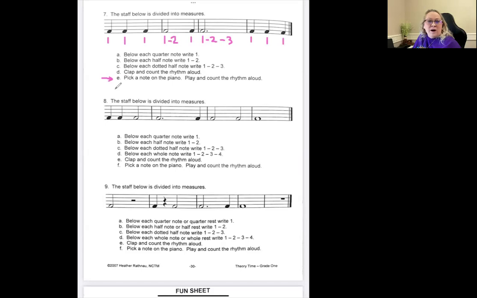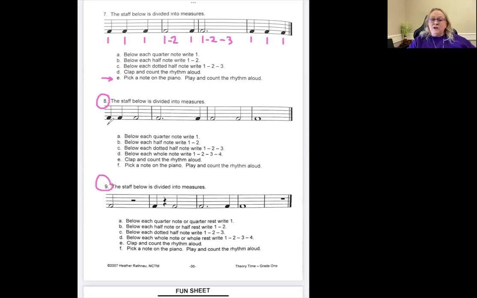Here we go. 1, ready, count. 1, 1, 1, 1, 2, 1, 1, 2, 3, 1, 1, 1. Makes sense? Super easy. Okay, you should know what to do now for number 8 and for number 9.